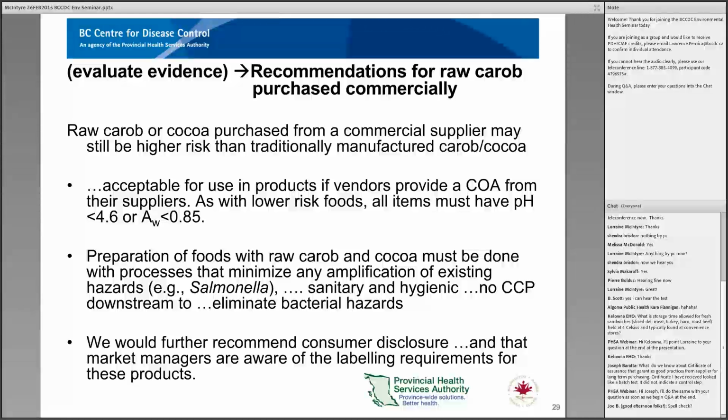We would further recommend consumer disclosure, because I think when people are purchasing these products, they might not necessarily be aware that it's a raw food product. Now, I don't think that's common practice, but it is one of our recommendations. We also thought that for liability concerns, the market manager who's allowing the vendor to sell these products should also be aware that they're raw food. And they often have to review the recipes here, so hopefully they're aware of that.